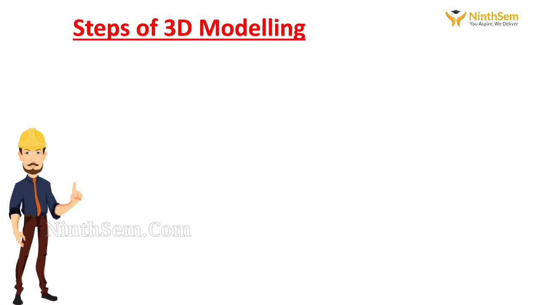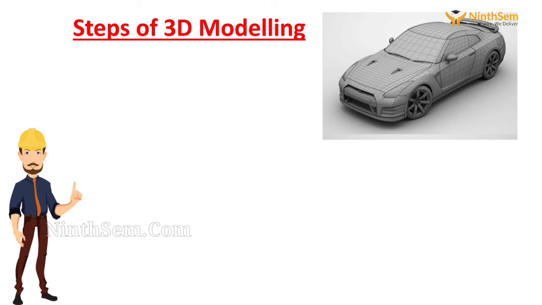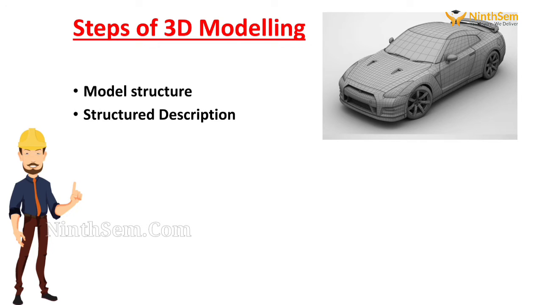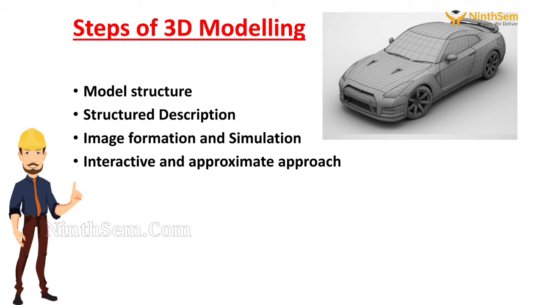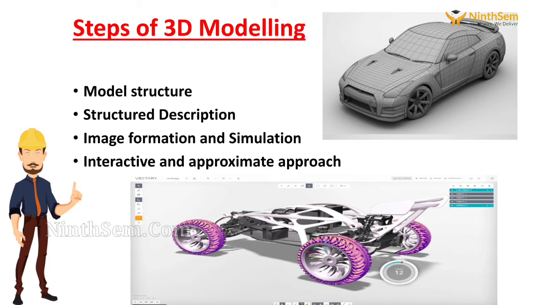Now moving on to the next part: what exactly is 3D modeling and what are the steps in 3D modeling? The first step of 3D modeling is model structure. So what exactly do we mean by model structure? The structure is basically a structural description which gives the geometry of a part. It tells us where the object is in space or is not. Let us have an example.